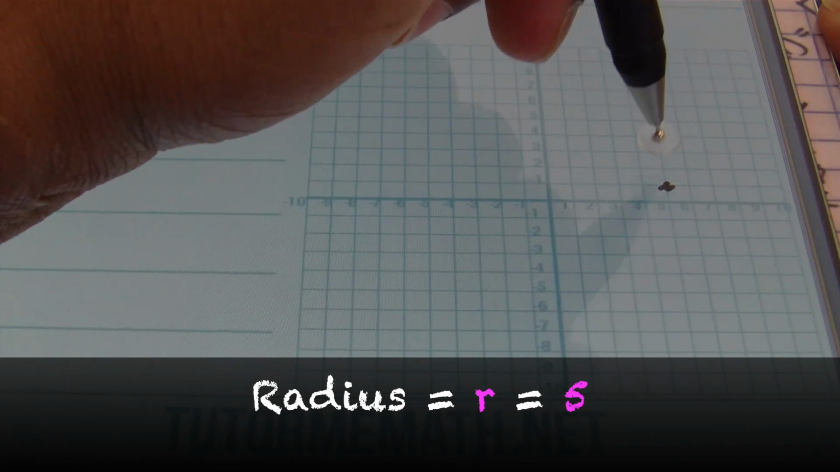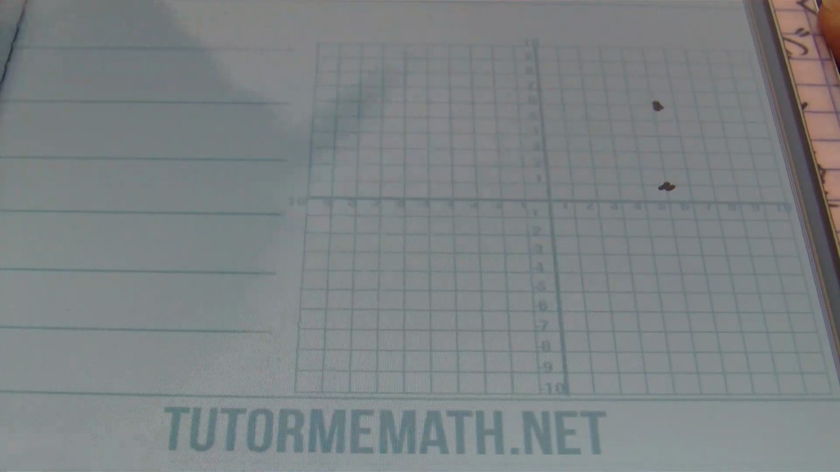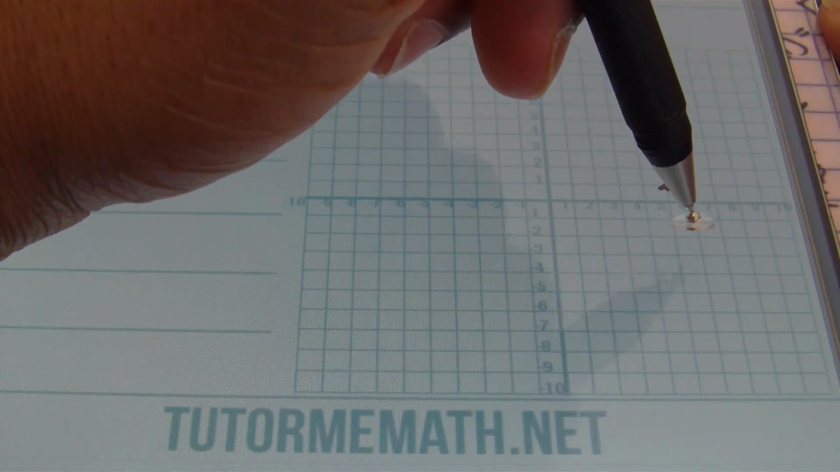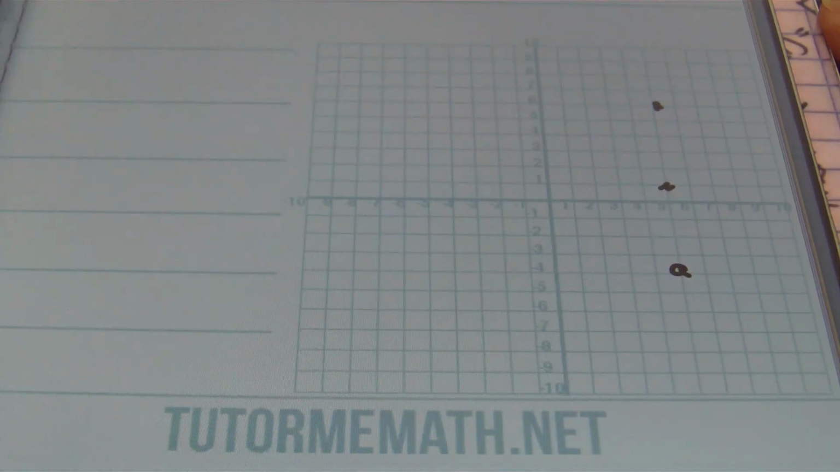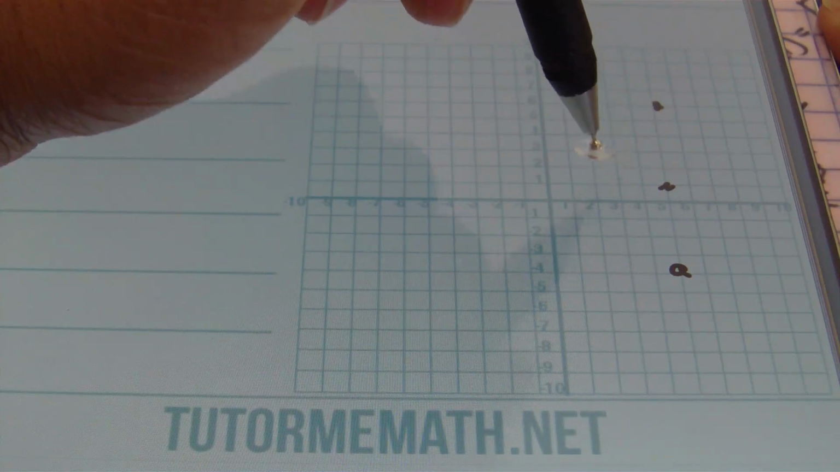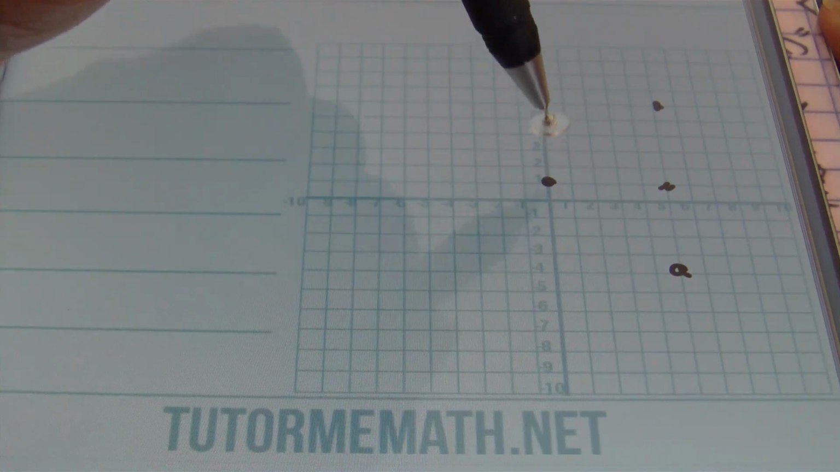So from this center, I'm going to go up 5 places. 1, 2, 3, 4, 5. So I have a point at 5, 6. Then I'm going to move 5 places down from the center, so I'll have a point at 1, 2, 3, 4, 5. So I have a point at 5, negative 4, and then 5 places to the left of our center, I'll have 1, 2, 3, 4, 5. So that means I have a point at 0, 1. That's a pretty good point right there.